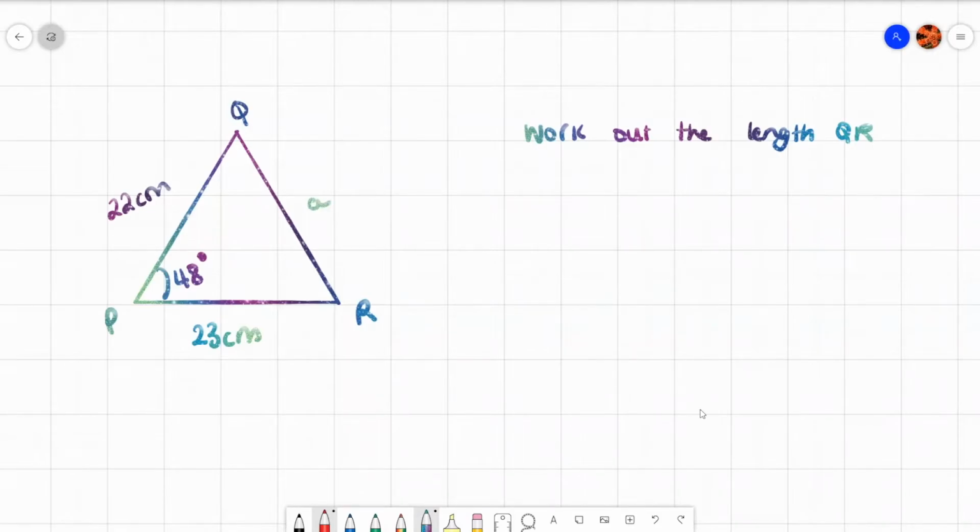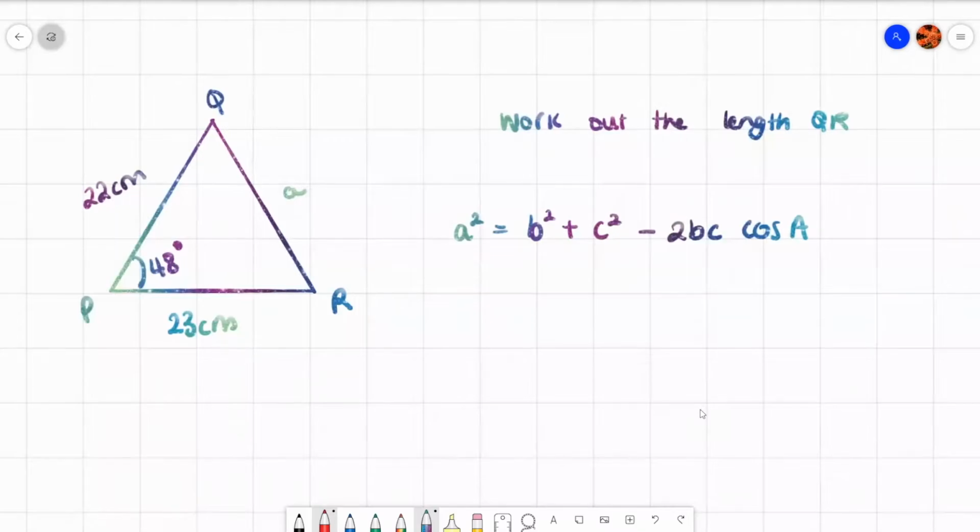We want A, we've got the opposite angle to it, and we've got two other sides. We've got 22 and 23. And that is why I'm going to be using the cosine rule. The cosine rule is A squared equals B squared plus C squared minus 2BC cos A.